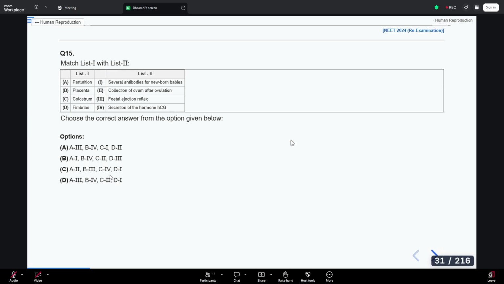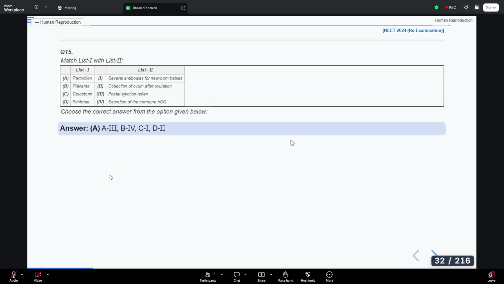Okay, let's see the A option. Parturition is fetal ejection reflex. Placenta is secretion of hormone HCG. Colostrum is several antibodies for newborn babies. Fimbriae is collection of ovum after ovulation. Okay, let's see the answer now. It is option A. Very good.